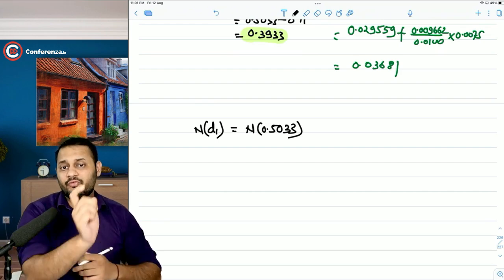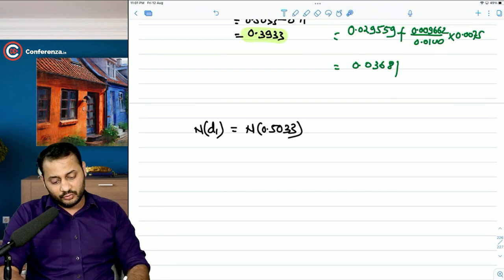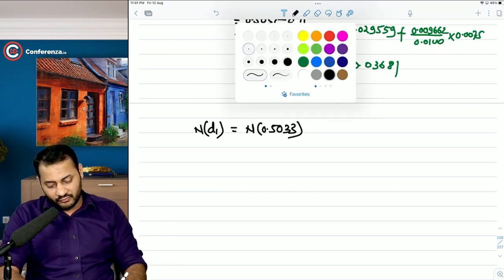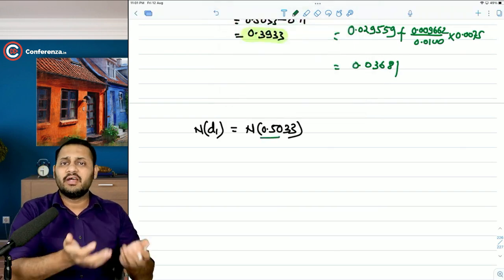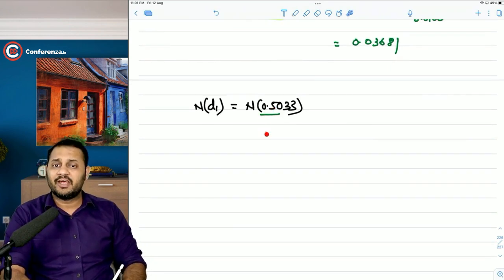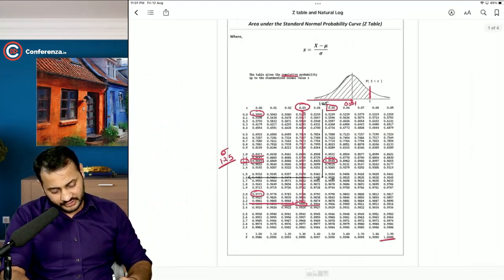Again, now you have to find out the normal probability that goes into the Z table, but in that also you will not be given the exact value. So you will have to find the values for 0.50 and the next value, which is 0.51, because 0.5033 is lying in between 0.50 and 0.51. Okay, let's go to this table.